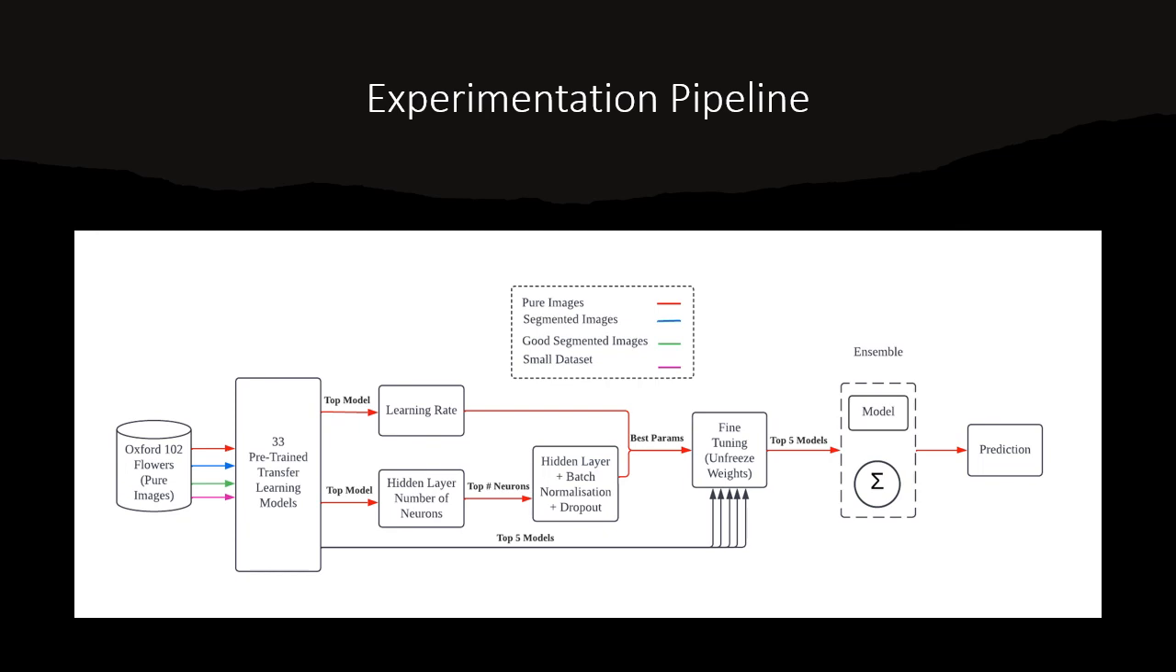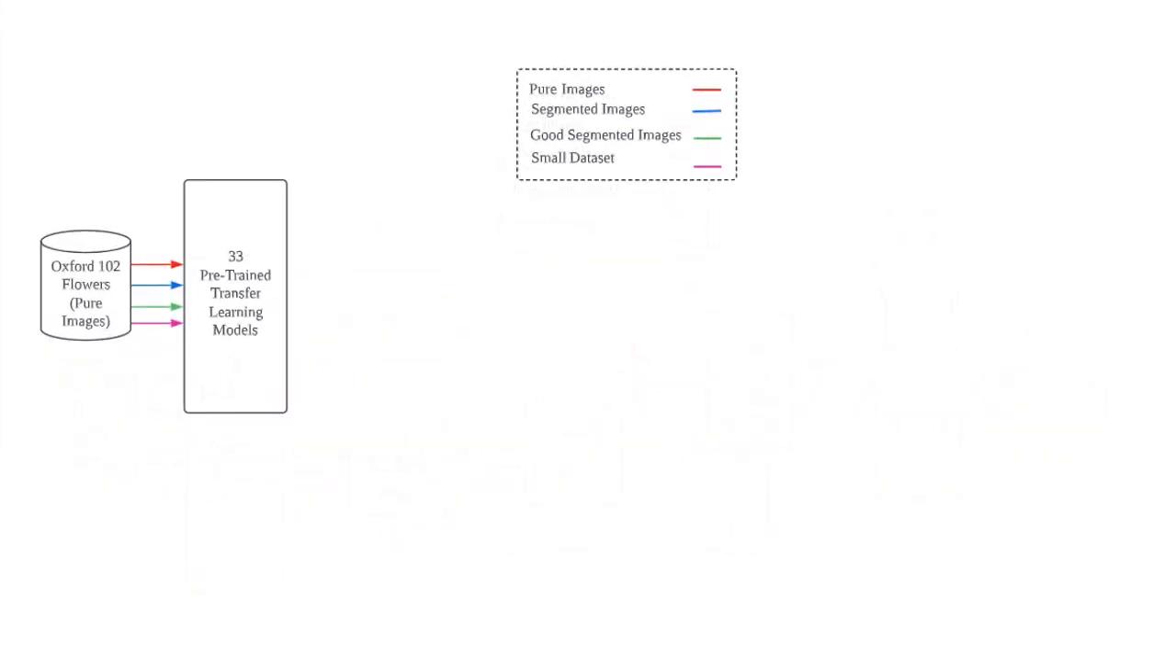Now we are going to talk about the experimentation pipeline that we used to tune and build our model. In the first experiment, we ran 2 of them side by side as they were correlated. We wanted to see which of our data sets, pure images, segmented images, good segmented images, these are the ones with the bad segmented images dropped, and the small data set, which one of these performed the best with the pre-trained models. We wanted to see which dataset to take and also which of the pre-trained models to take.